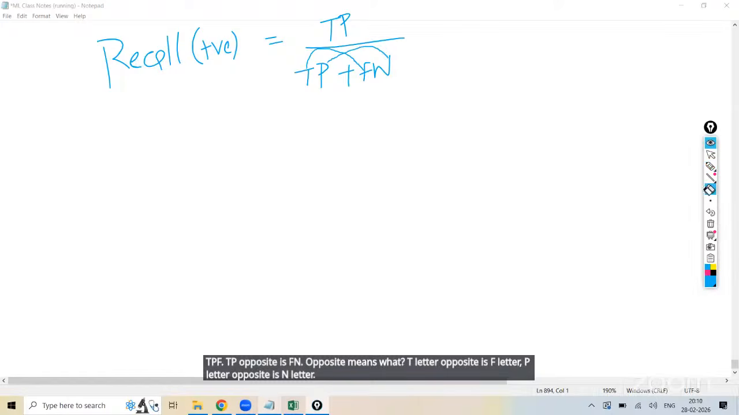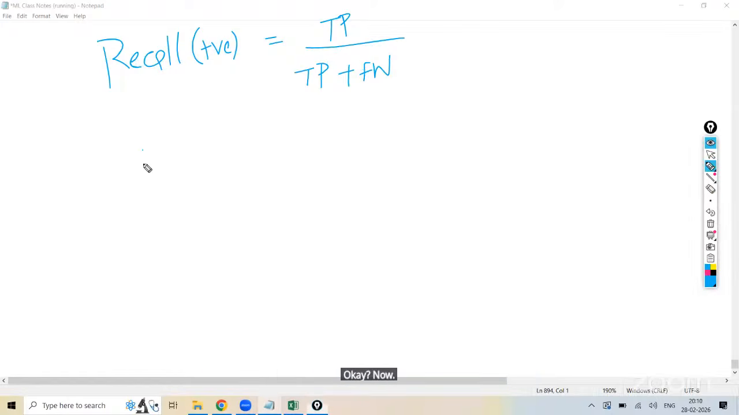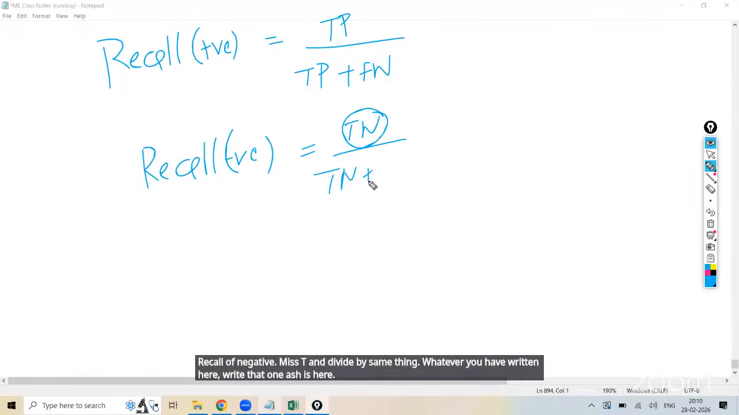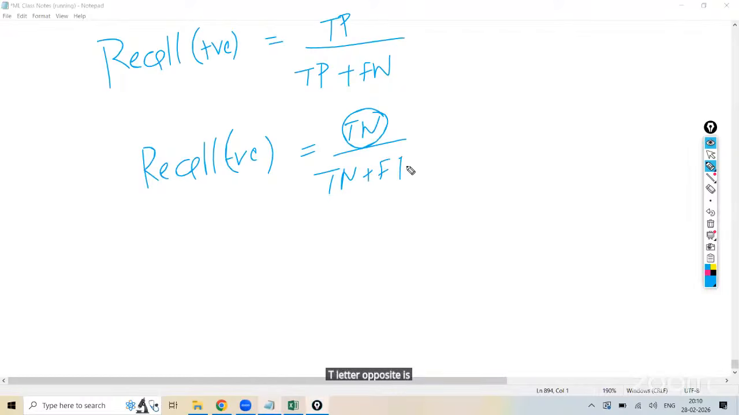Okay. Now, recall of negative. Recall of negative means TN divided by the same thing. Whatever you have written here, write that one here. Write the opposite to this. What is opposite to this? T letter opposite is F letter. N letter opposite is P letter. For recall, you have to go this way.